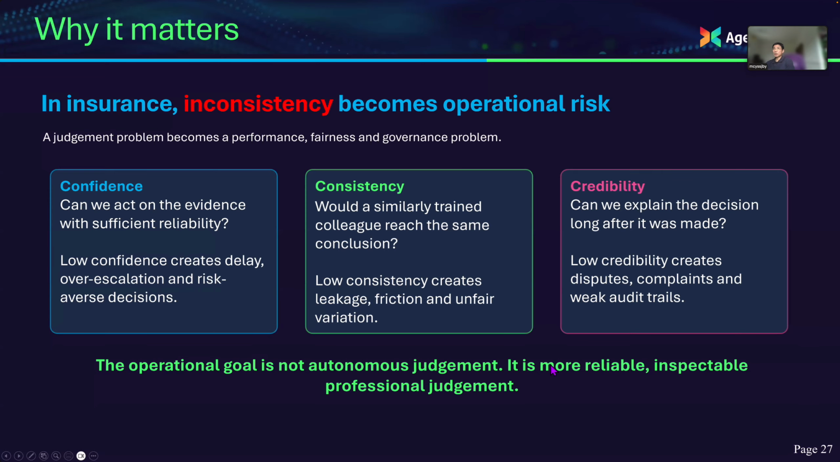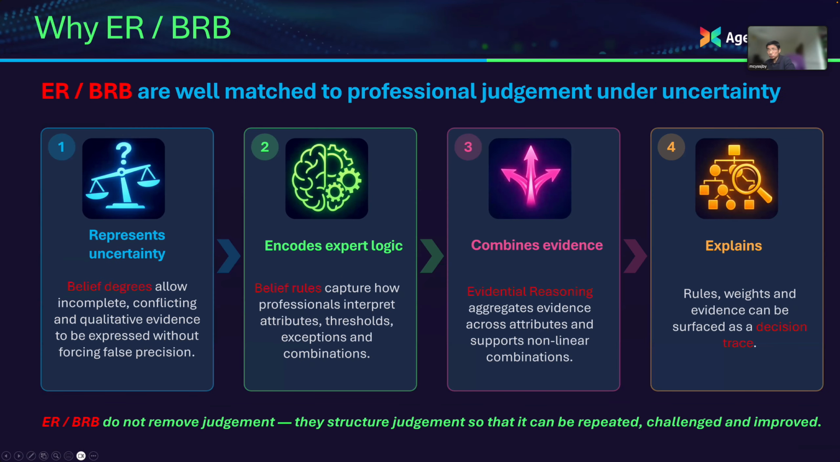So the theory we just discussed, like ER theory or the BRB methodology, is really well matched to the requirements of professional judgment and uncertainty, because the belief degrees, as we said, or probabilities can allow incomplete, conflicting, qualitative information to be modeled and expressed without any forced precision or unnecessary assumptions at all.